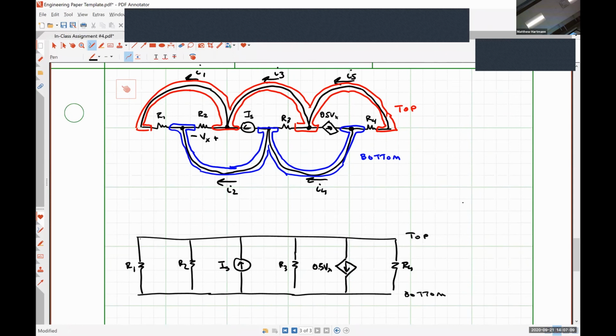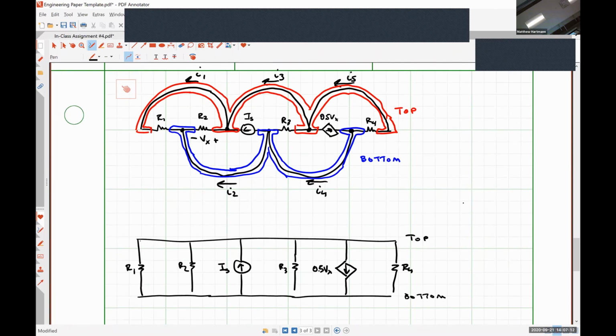Alrighty, so now Vx is connected, positive polarity terminal is connected to the top. So here's Vx. The current I1 is flowing through resistor R1 from top to bottom. So this is going to be I1. The current I5 is flowing through resistor R4 from bottom to top. So here's I5. And I2, I3, and I4 are the ones that are a little bit harder to label, so we'll talk our way through those.